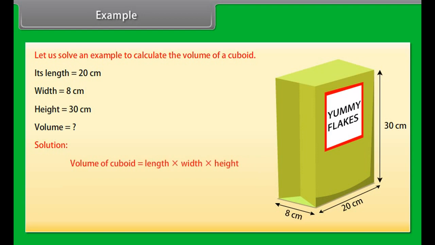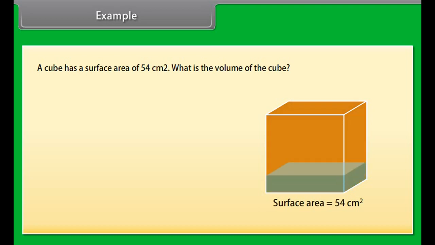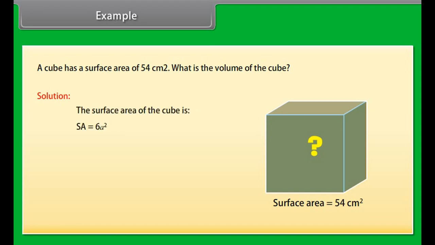Example. Let us solve an example to calculate the volume of a cuboid. Look at this cereal packet. Its length is 20 cm, width is 8 cm, and height is 30 cm. We have to find its volume. We know that the volume of a cuboid is length times width times height. Therefore, the volume of this cereal packet is L times W times H, which is equal to 20 times 8 times 30, and this is equal to 4,800 cm³.